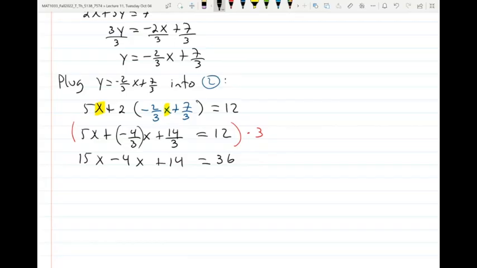No? Okay. And now at this point, notice that fractions are gone. Just simplify and finish solving. So 15 minus 4 is 11. So 11x equals, I'm going to move the 14 to the other side. So 36 minus 14. What is that? 22. And 36 minus 14 is 22. Yes. And now divide by 11. So we get that x is 22 divided by 11, which is 2. Oh, my bad. Right?